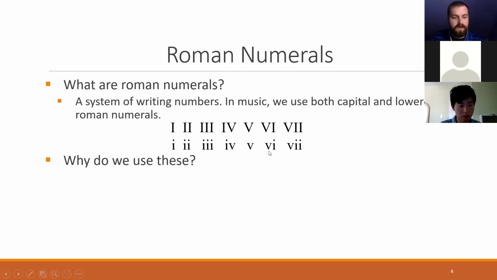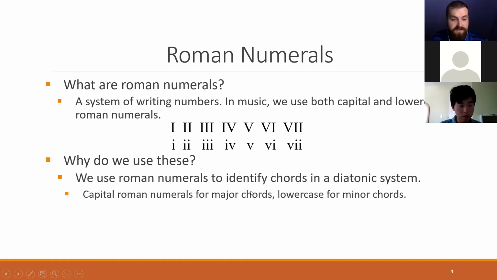So why do we use these? You may be wondering, well, if we have lead sheet symbols, why do we use these? We use Roman numerals to identify chords in a diatonic system. So the lead sheet symbols we have are just free of context. If we have an F major chord, it's an F major chord. However, in music, an F major chord means a very different thing if it's the 5 chord in B flat or if it's the 1 chord in F major.